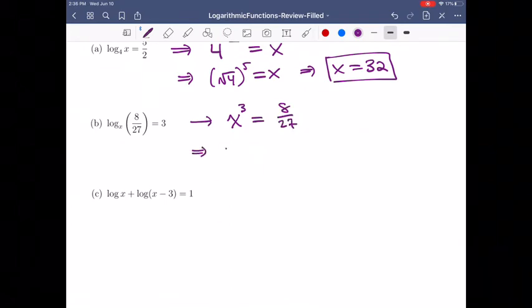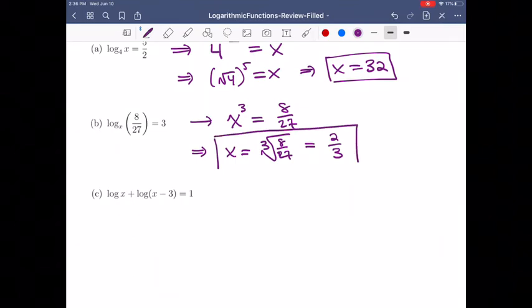Take the cube root of both sides. So I get x is the cube root of 8/27. And both of these are nice cubes, so this is actually 2/3. And 2/3 is an allowable base because it's positive and not equal to 1. So that would be a solution.